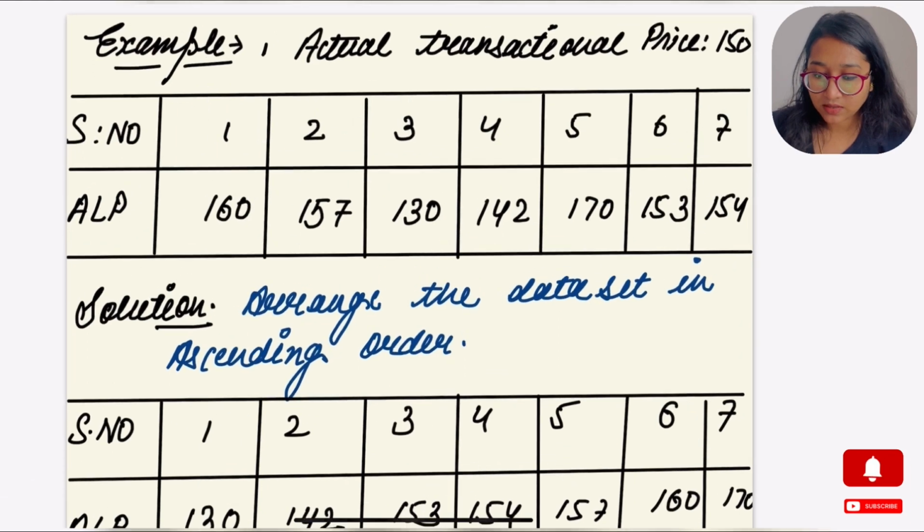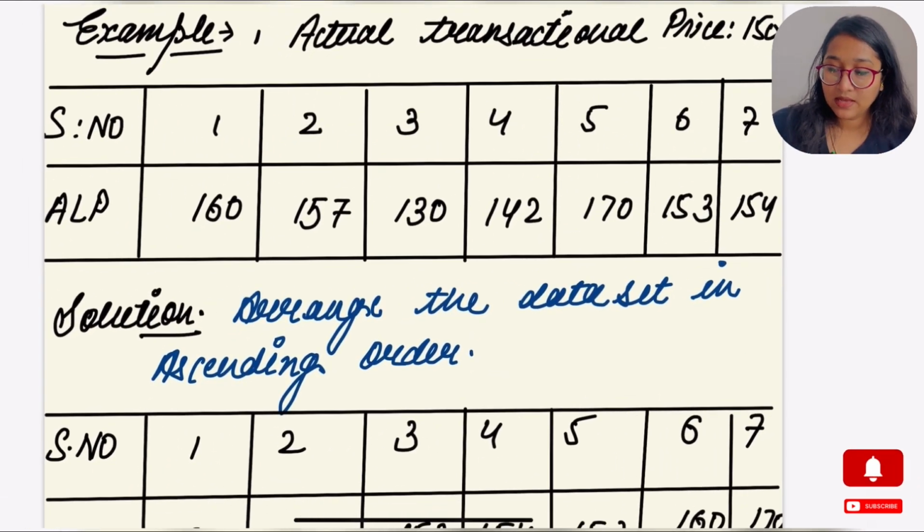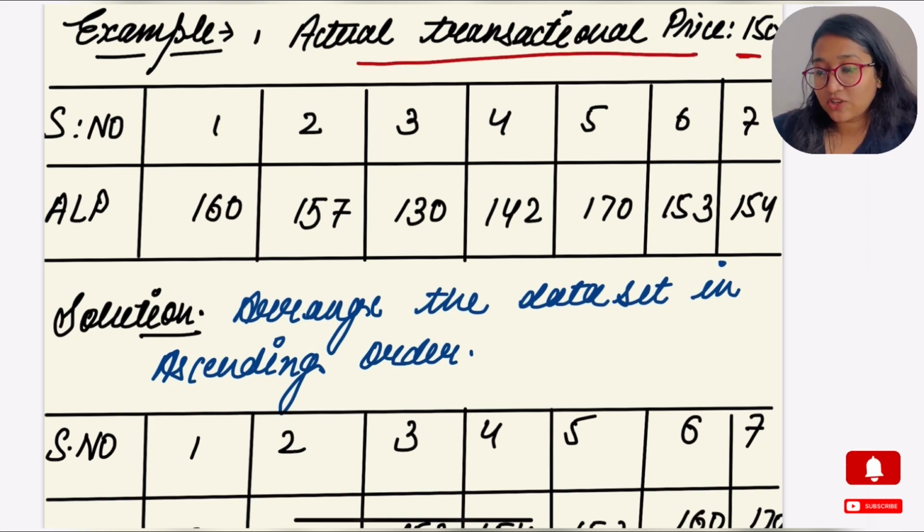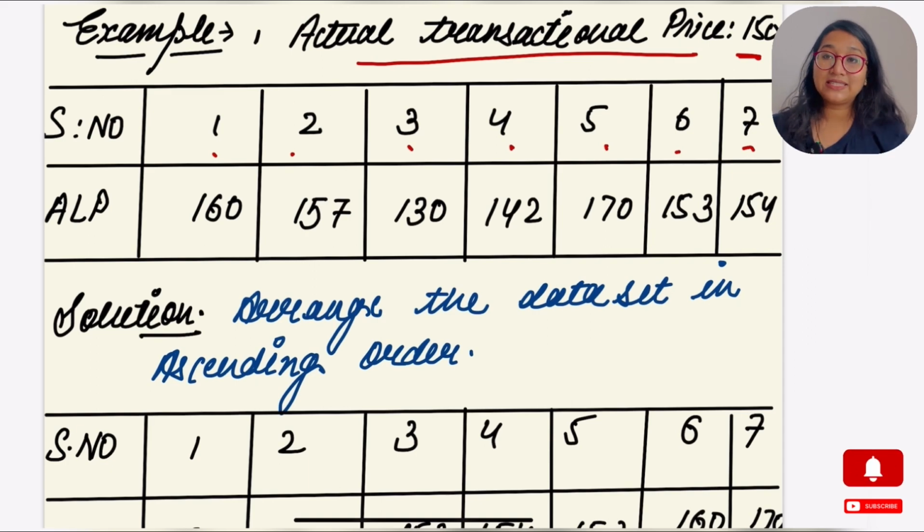So let's jump into an example and make it clearer. This is an example of the range method. It is given that the actual transactional price is 150. I have serial numbers and the arm's length prices: there are 7 arm's length prices, 1, 2, 3, 4, 5, 6, 7. They are 7 in number.